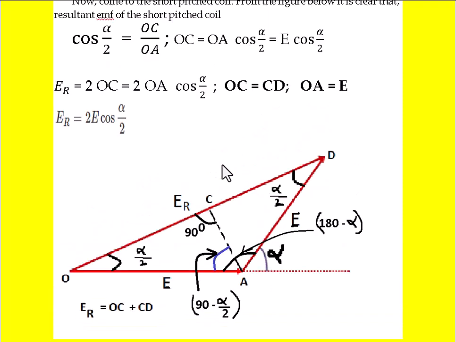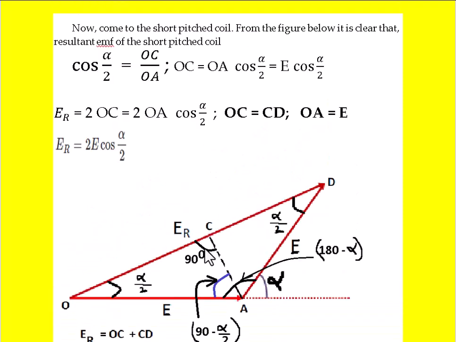And using this triangle, it is possible to calculate what is OC. So to calculate that, find out what is the cos alpha by 2 using the triangle OAC. In the triangle OAC, cos alpha by 2 is nothing but the adjacent side, that is OC, divided by the hypotenuse, that is OA. So cos alpha by 2 equals OC by OA, and from this, OC can be written as OA into cos alpha by 2.